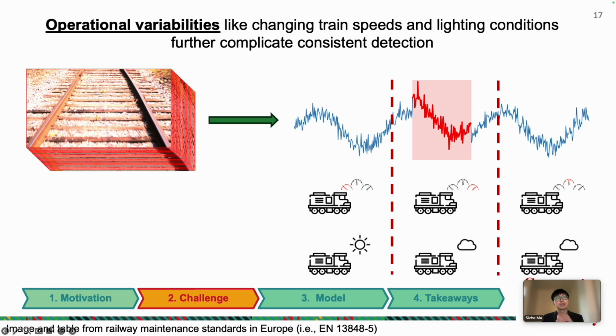Adding on top of that, what makes things even worse are real-world operational variabilities, such as the constantly changing speeds of the train, fluctuating lighting conditions, or diverse weather effects. All of these introduce significant noise and complexity, and these factors can easily mask the subtle signals of gradual degradation, making consistent detection even more challenging.